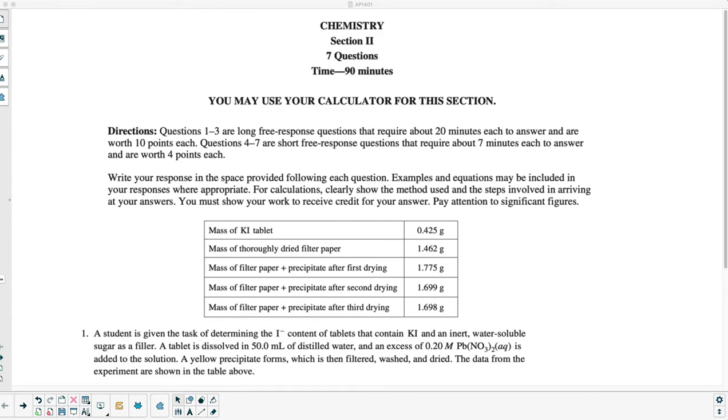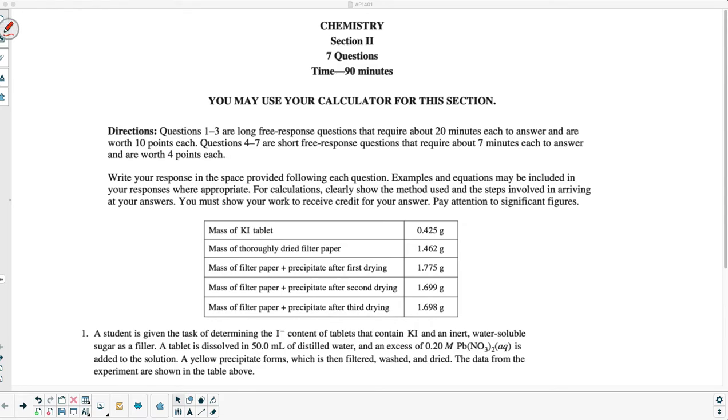This is AP1401, or number 4, as the assignment, and it's the second one for this week. So here's why I put this one on here. You notice the table that has the mass of the KI tablet, potassium iodide tablet, mass of thoroughly dried filter paper, and so on. This is one of those problems that simulates what actually happened in the laboratory, which is a good idea for a chemistry exam. So I just wanted to point out what it says, though.